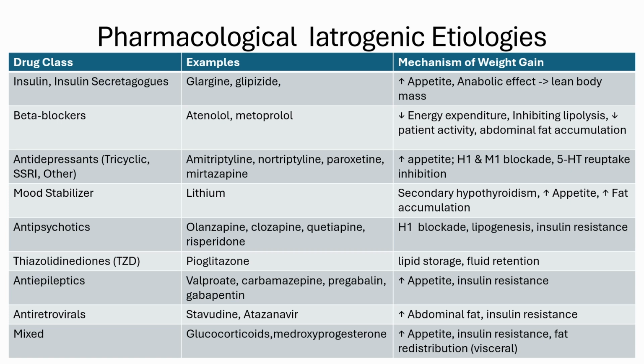Paroxetine is well recognized for its long-term weight gain, primarily by antagonizing muscarinic and histamine receptors, which leads to increased appetite and sedation. Serotonin reuptake inhibition may also alter satiety signaling within the hypothalamus. Mirtazapine is also a potent antagonist of H1 histamine receptors, along with serotonin receptors.